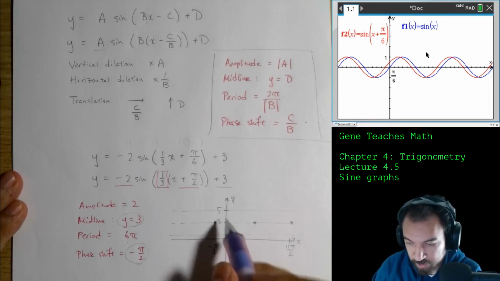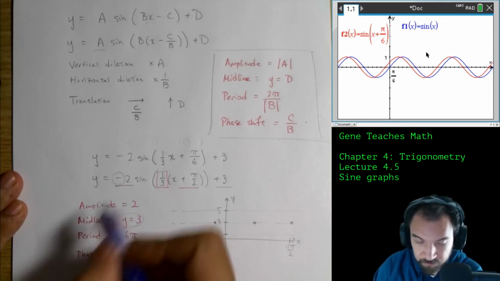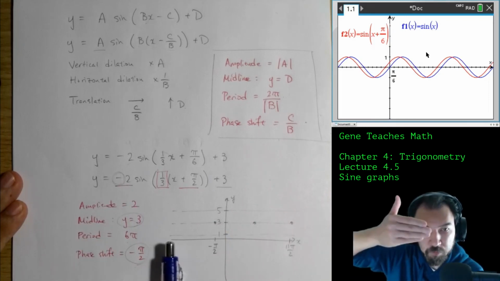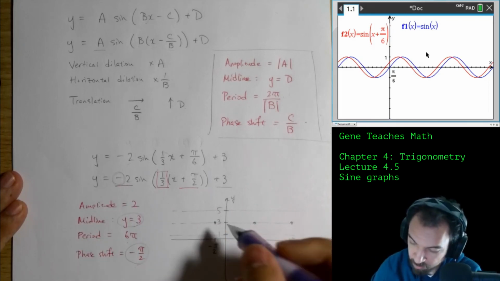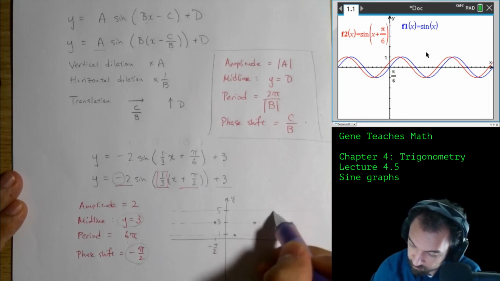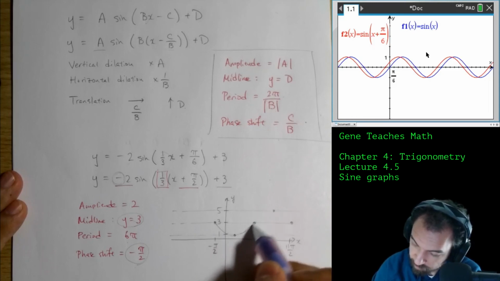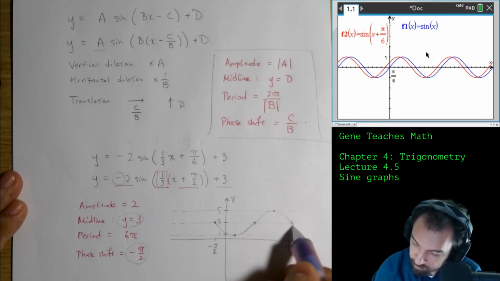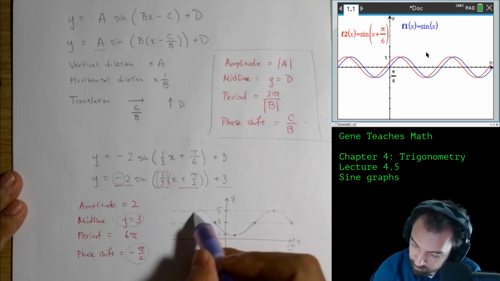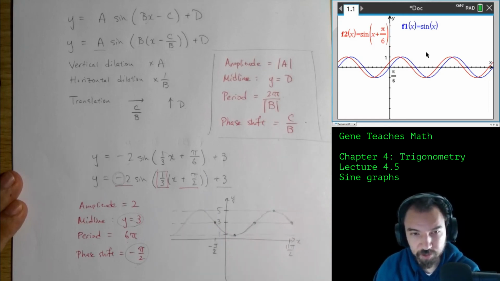Well, normally a sine graph goes up, middle, down, middle. But because of this negative in the vertical dilation factor, we reflect over the x-axis, which means instead of going up, I'm going to go down first, and then I'm going to go up later. So my graph will look like this. And it continues forever because it's periodic.